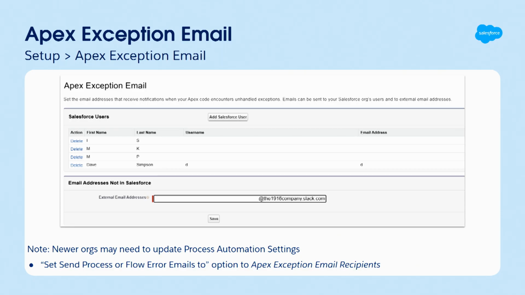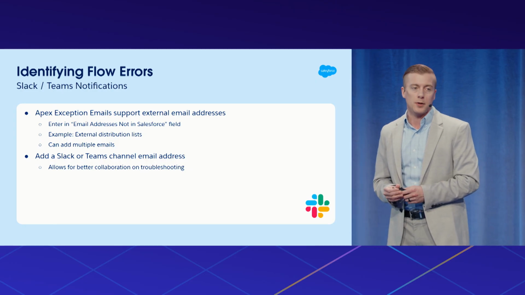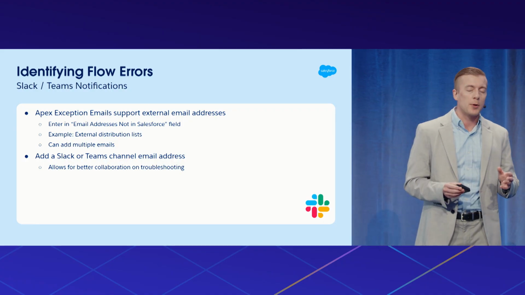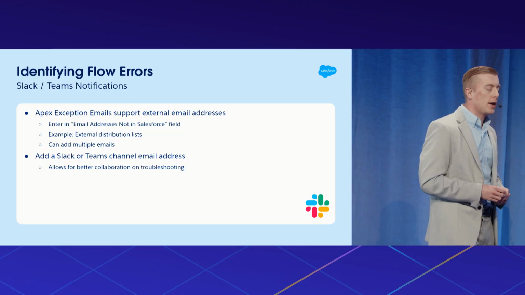So what's all that about? Well, the email addresses not in Salesforce section can send Apex exception emails to external email addresses, such as a distribution list, or maybe somebody who's outside the company. My personal favorite use case for the email addresses not in Salesforce is to send to a Slack channel. That way, if a flow runs into an error, I can work with my team collaboratively through Slack to get it fixed faster. Now, you may be wondering how you can set this up.